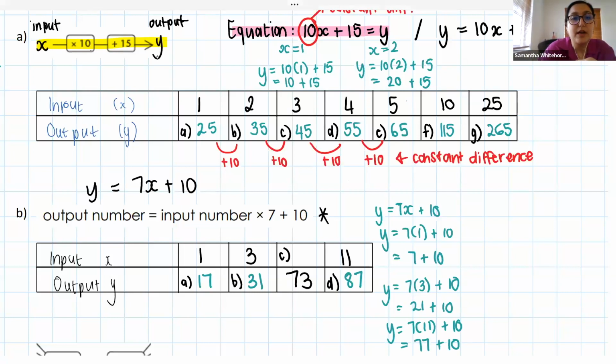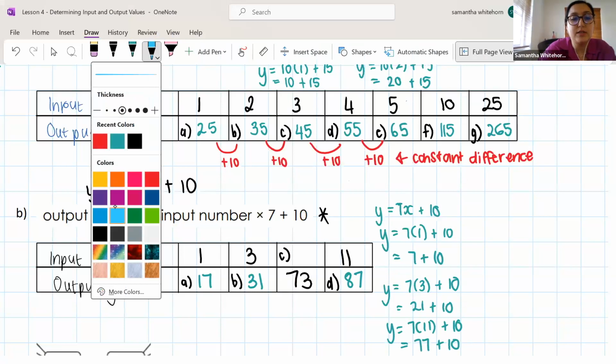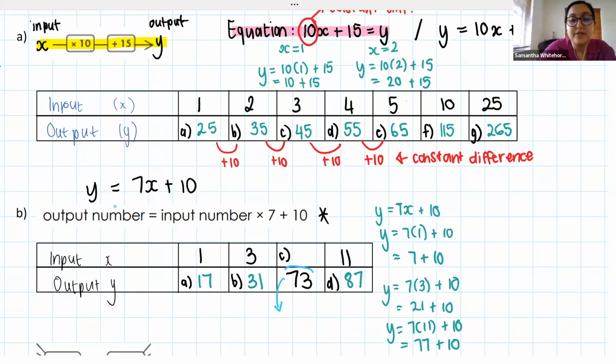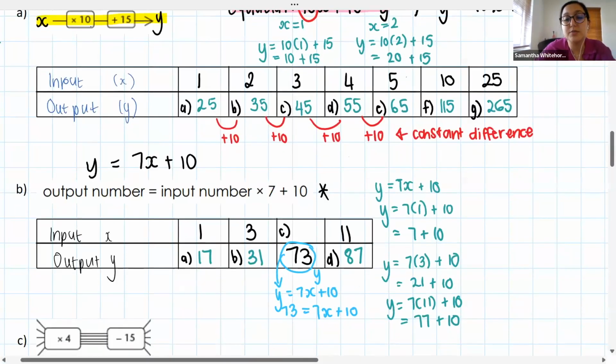Right, if we now have a look at C, so C is a bit different, and we need to bear that in mind. See, I've given you the y value. So in your equation, y equals 7x plus 10, I have given you what y is. I've told you it's 73, and then we're applying the rule 7x plus 10. So remember, guys, because you've got this equation, you can substitute in and you can solve it like an equation.